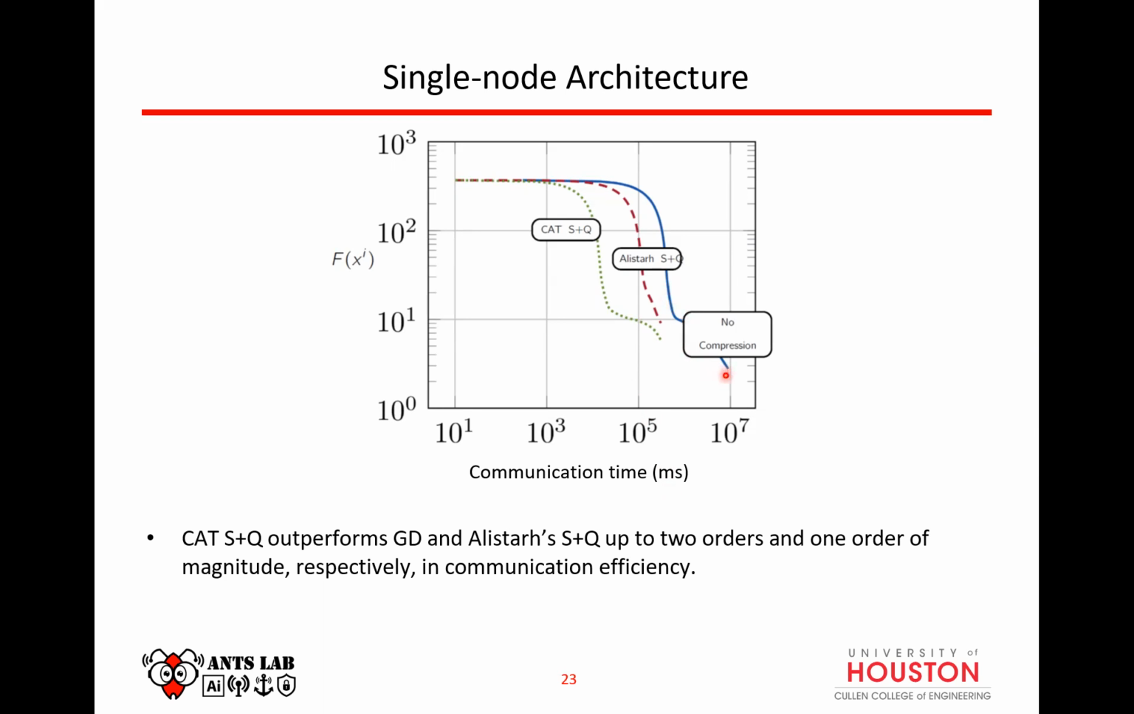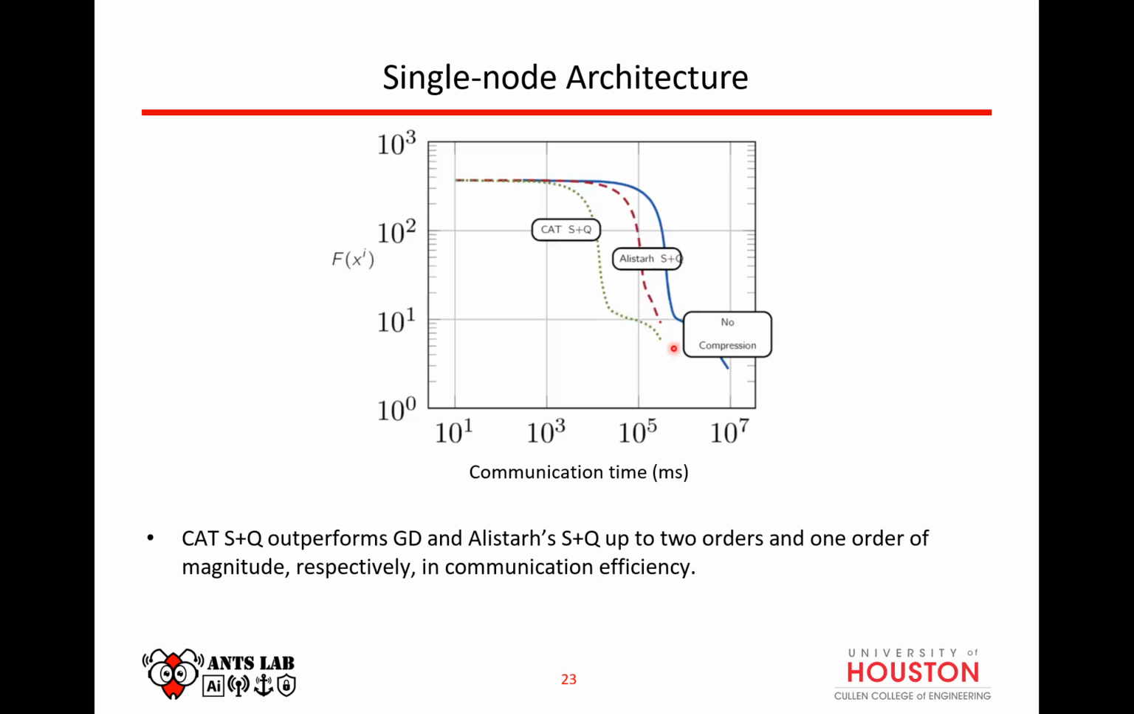You can consider it as the normal gradient descent. And the red line dot is the very famous Alistar's paper of sparsification plus quantization, versus the green one, which is their own paper, where they're also using the sparsification plus the quantization. We can see that this CAT outperforms both the algorithms here. And in terms of the communication time, it is almost up to 2 orders of magnitude better than the very famous dynamic sparsification plus quantization paper.